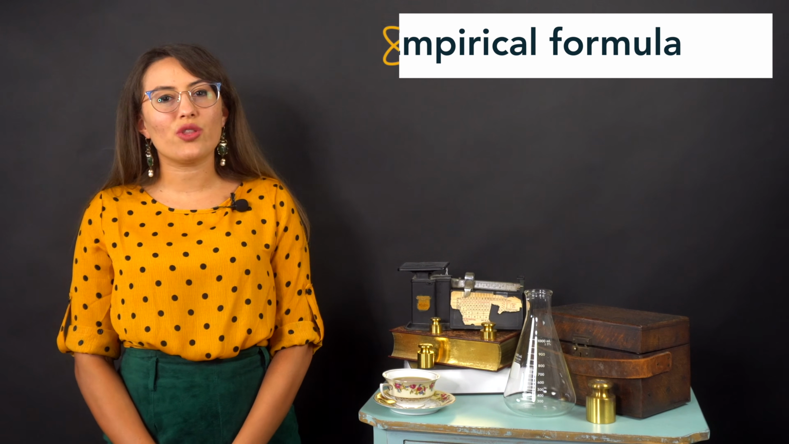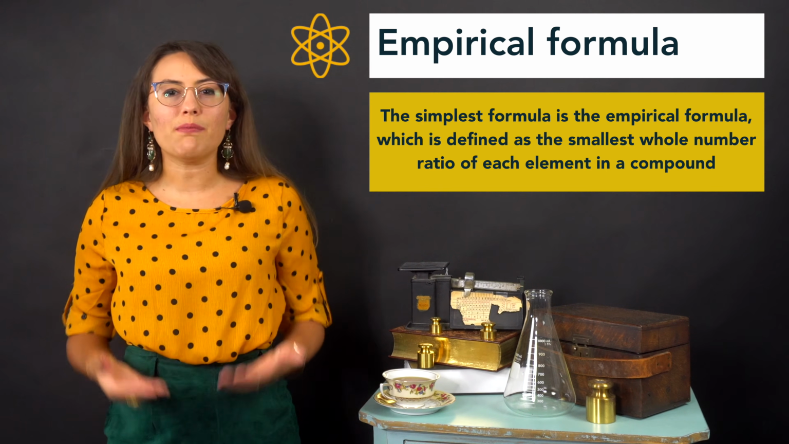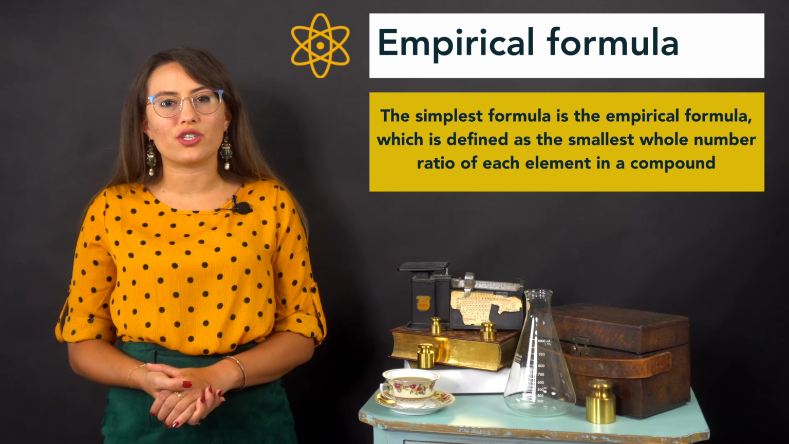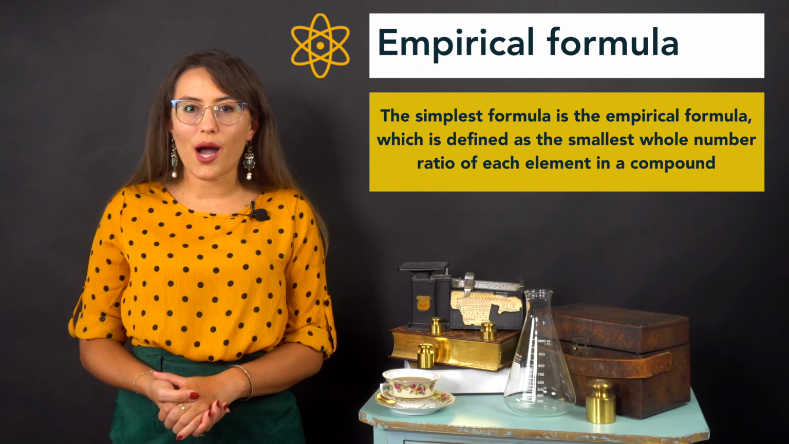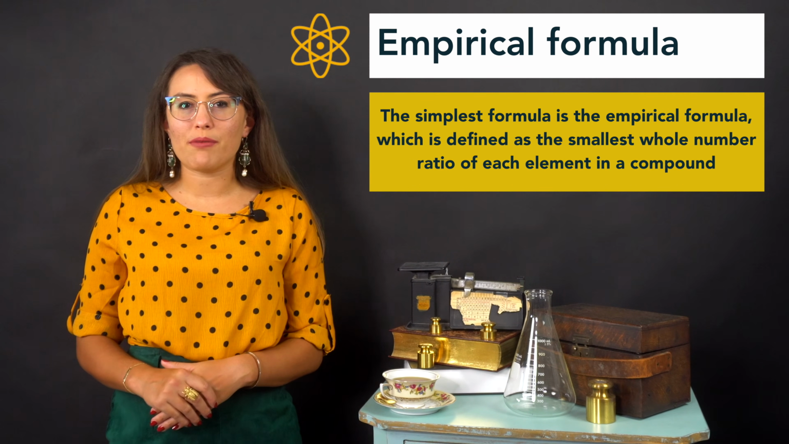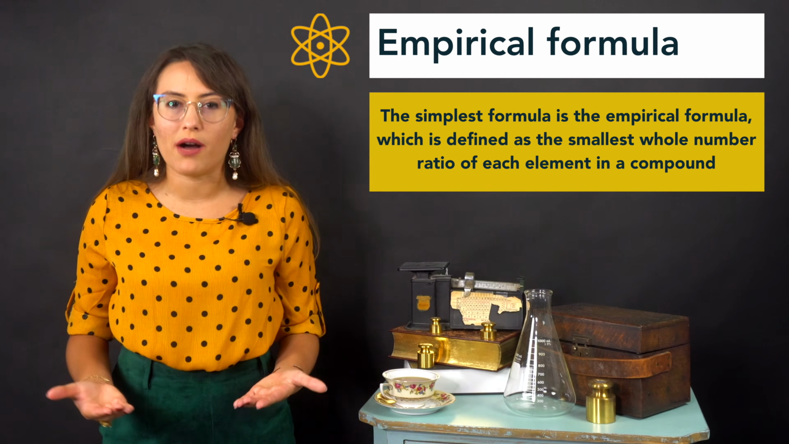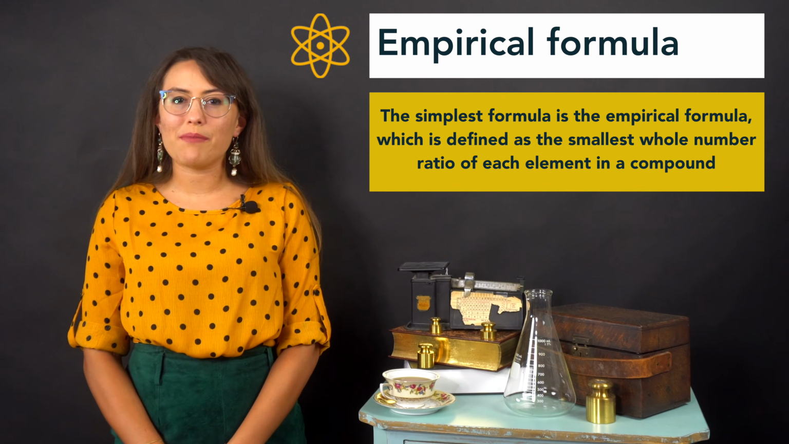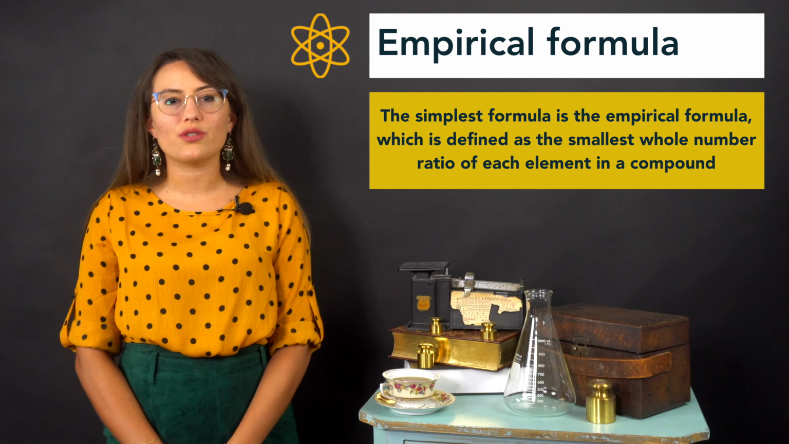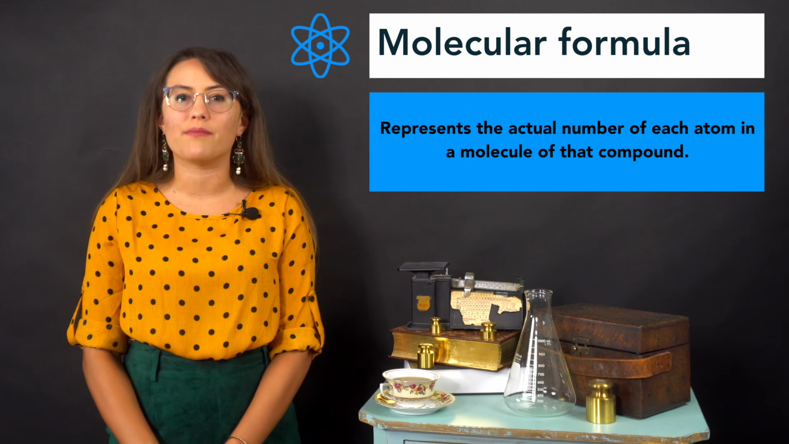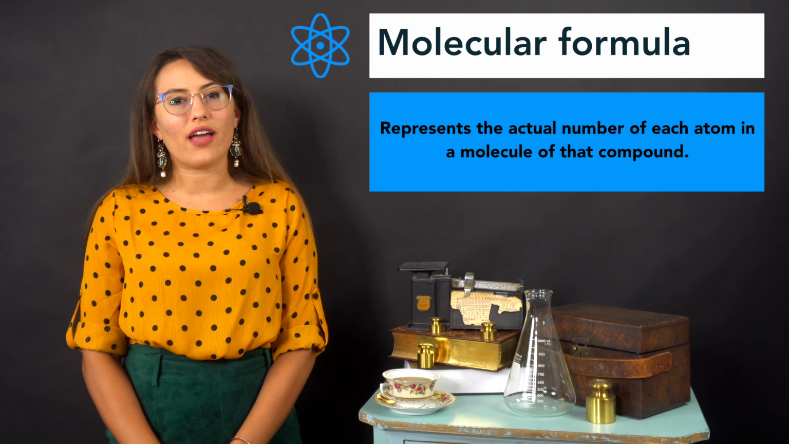In chemistry, we have different types of chemical formulas that show the ratios in compounds. The simplest formula is the empirical formula, which is defined as the smallest whole number ratio of each element in a compound. You may find that the empirical formula for a compound does not always represent the actual makeup of a molecule. This is because the empirical formula only describes the lowest whole number ratio of atoms. In contrast, the molecular formula represents the actual number of each atom in the molecule of that compound.